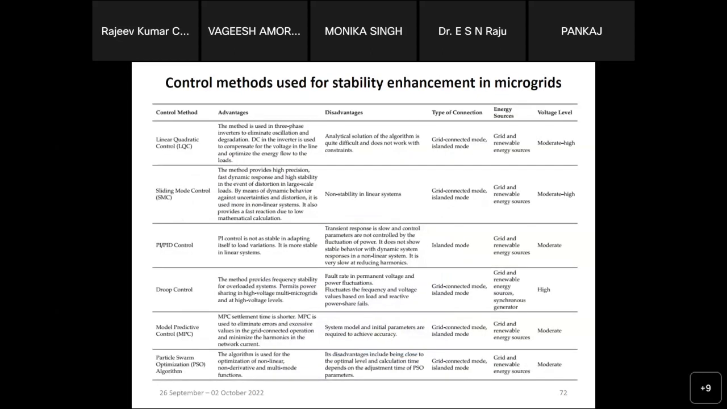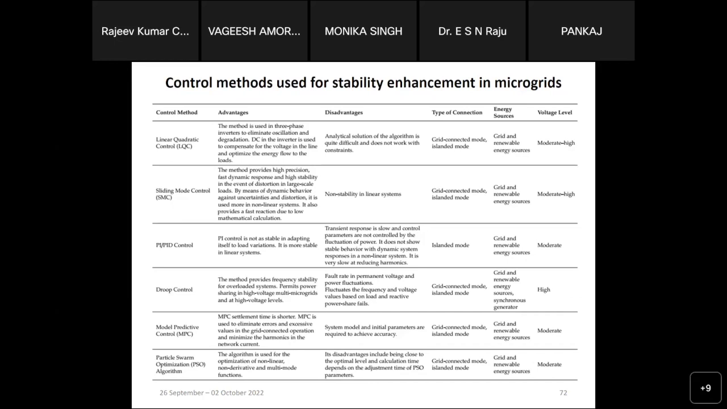These are the different control methods that we are using for stability enhancement. We have the conventional control methods, like linear quadratic control, sliding mode control, PID control, droop control, model predictive control, and PSO based control. All the controls have their own advantages as well as disadvantages. When we see the types of connection, LQC can be applied both for the grid connected as well as the islanding mode of operation. PID control can be applied only for the islanding mode of operation. And the droop control and other controllers can be applied both for the grid connected as well as the islanding mode of operation.